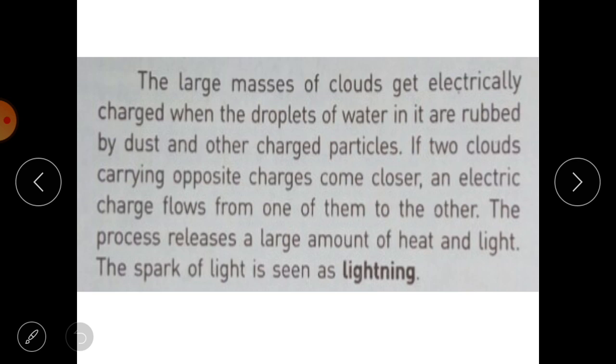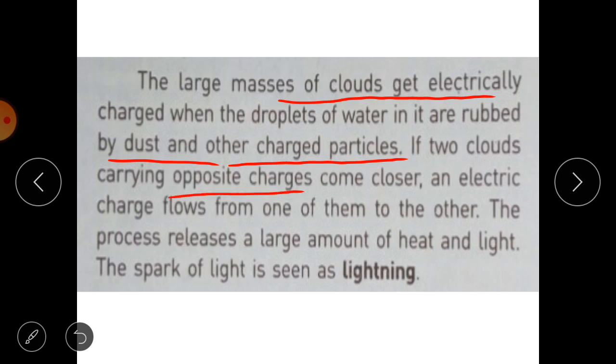Then we have the next topic, that is lightning. How does lightning happen or occur? The large masses of clouds get electrically charged when the droplets of water in them are rubbed by dust and other charged particles. So if two clouds carrying opposite charges come closer, an electric charge flows from one of them to the other, and the process releases a large amount of heat and light, and the spark of light is seen as lightning.